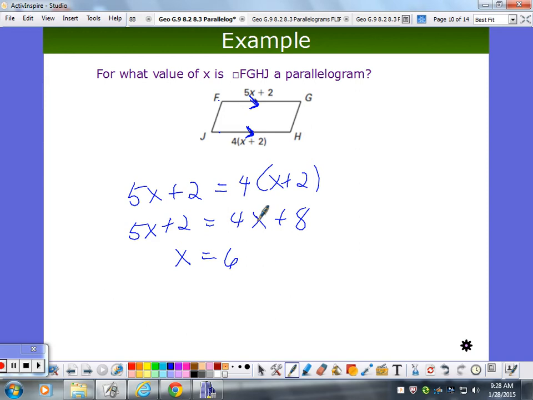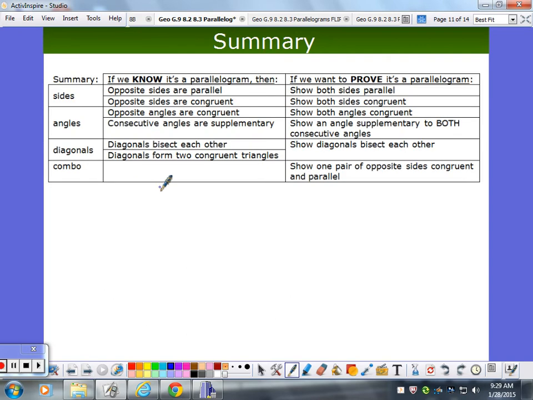All right, so let's just do a real brief summary. Again, lots of little things. So one page here. If you know it's a parallelogram, here are things that you can conclude. The opposite sides are parallel and the opposite sides are congruent. You can also conclude that the opposite angles are congruent and the consecutive angles are supplementary. You can conclude that diagonals bisect each other and that you get those two congruent triangles, those opposite triangles, will be congruent. Now let's say you have a quadrilateral and you want to prove that it's a parallelogram.